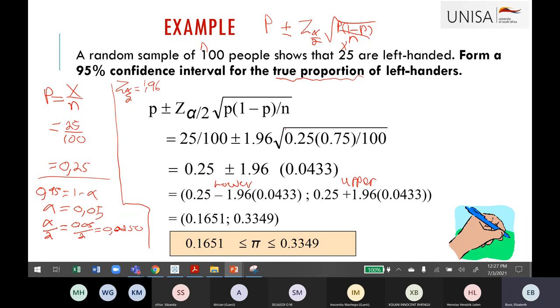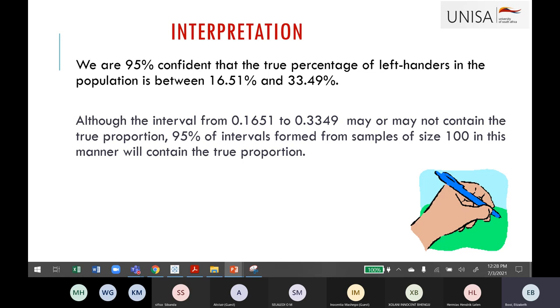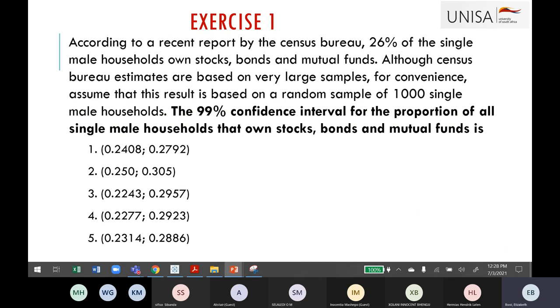And any questions? If there are no questions, then we can look at the exercise. This is how you interpret. I'm not going to go into interpretation because you do not need to know how to interpret. Let's look at one of the exercises.